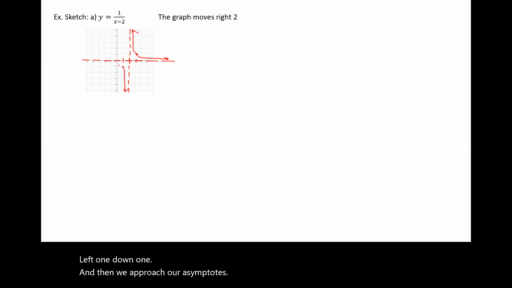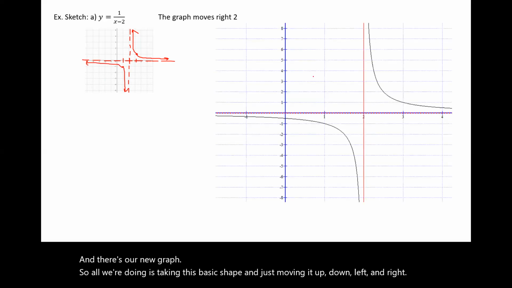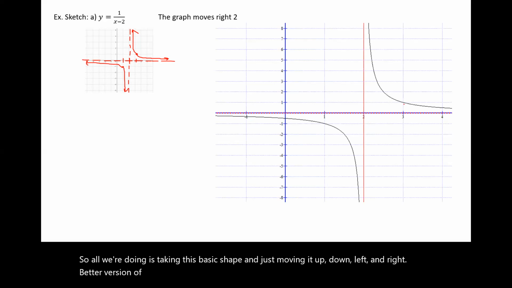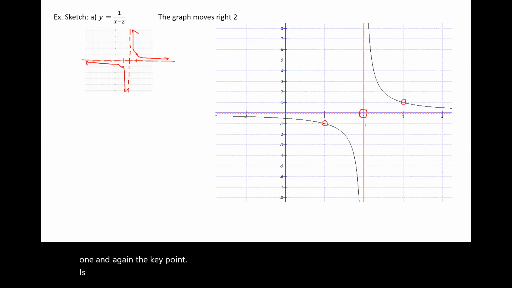And there's our new graph. So all we're doing is taking this basic shape and just moving it up, down, left, and right. A better version of it is over here. We can check that key point: over 1, up 1, left 1, down 1. And again, the key point is over from where the two asymptotes cross.